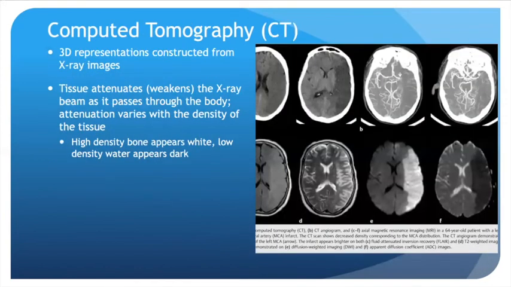So CT or computed tomography yields 3D representations constructed from X-ray images. So the patient is placed in a tube that rotates as it takes a series of X-rays. These images are then compiled into cross-sectional slices of the targeted structure, useful for visualizing structures at different depths within the body. So tissue attenuates or weakens the X-ray beam as it passes through the body, and the attenuation rate varies with the density of the tissue. In CT scans, high-density tissue such as bone appears to be white, and low-density tissue such as water appears to be dark.